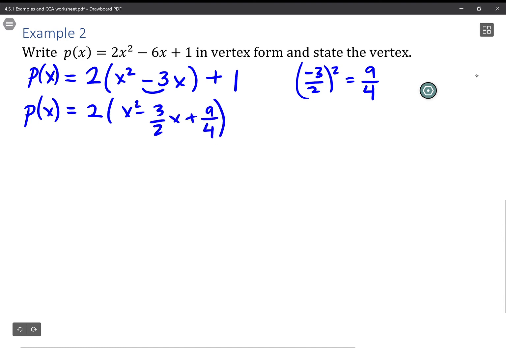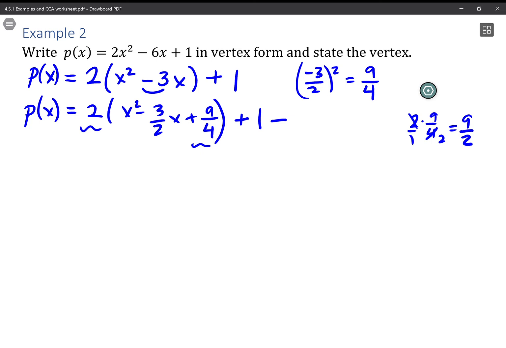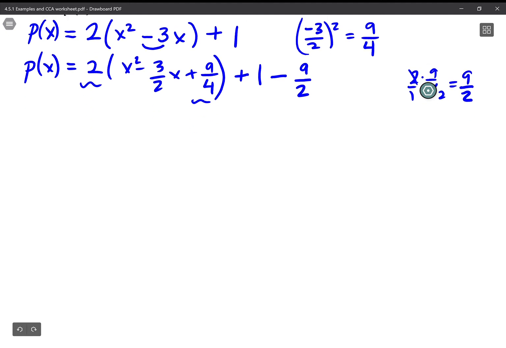To make that a perfect square. And then to balance that, we need to make sure that outside the parentheses, we also subtract it. But we have to be doubly careful here because we didn't actually just add 9/4. We added 2 times 9/4, which is really 9/2 that we added in. So we added in 2 times 9/4, which remember you can cancel a 2 out of that. And you get 9/2. So to keep the value of this expression the same, if we added 9/2, we also have to subtract 9/2, which is going to get me to p of x equals 2 times.